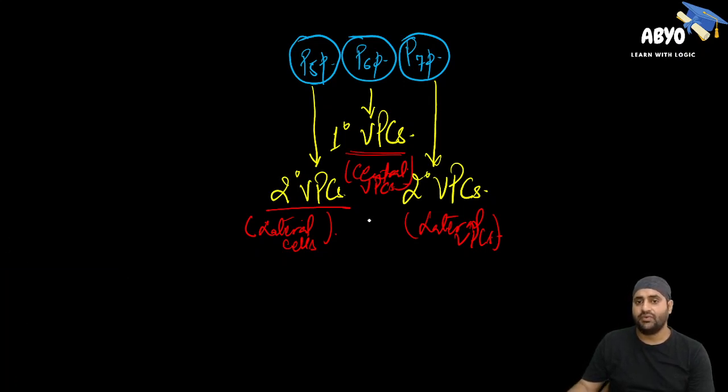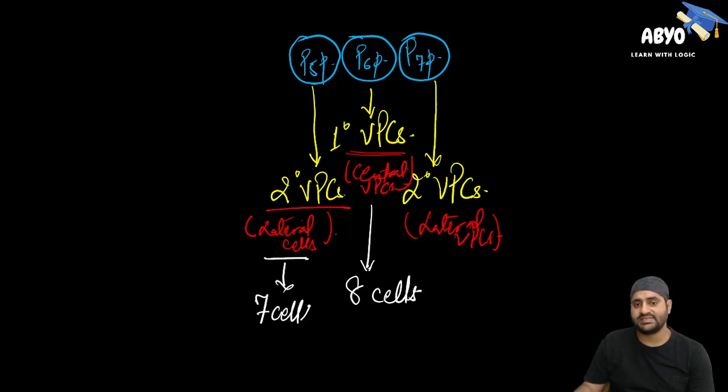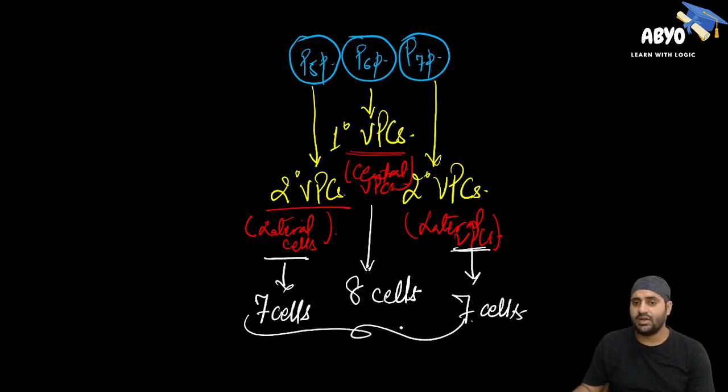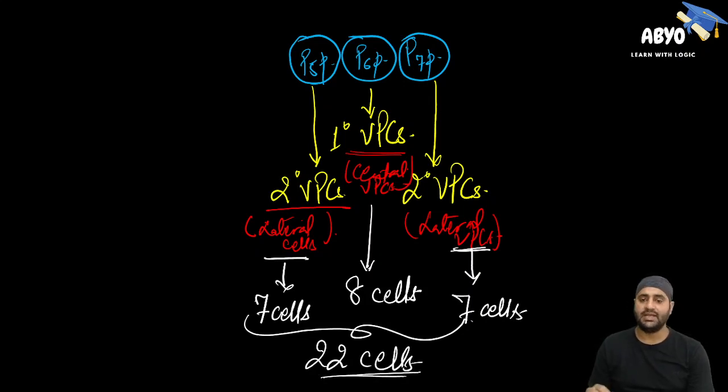The fate is that the 1 degree or primary cell will give rise to 8 adult cells. Whereas lateral cells will give rise to 7 adult cells. So similarly over here, 7 adult cells. So I mean to say that all the cells together constitute 22 cells, which will give rise to the vulva. So simply, the vulva is made up of 22 cells.